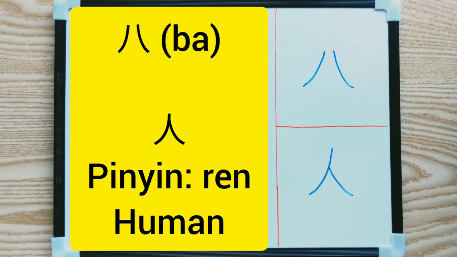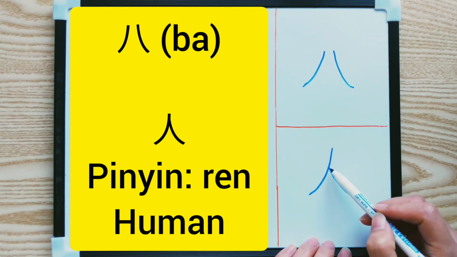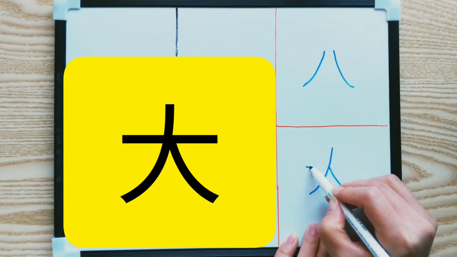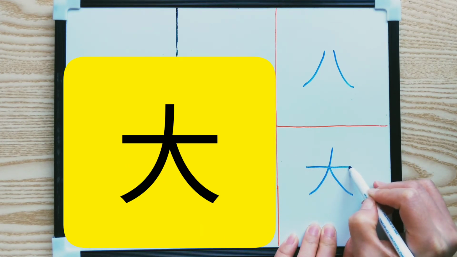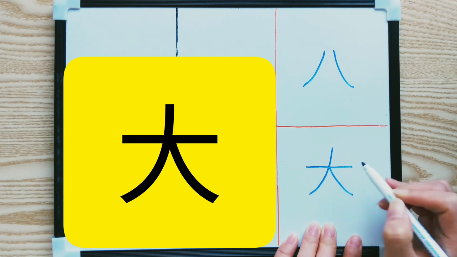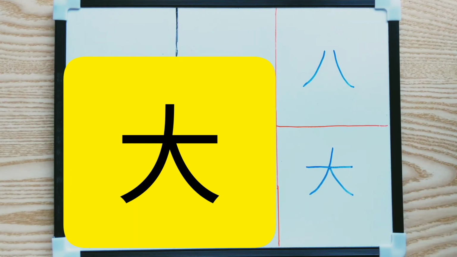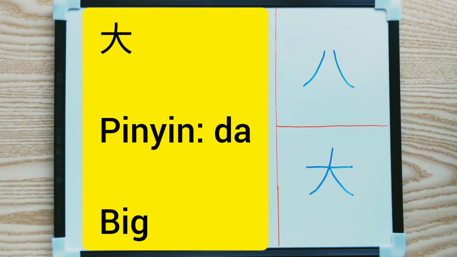We have learned the first two strokes. One is a vertical line, one is a horizontal line. Now I'm going to put down a horizontal line right here where you see the joining point. That's right, this is another character. And it means big.